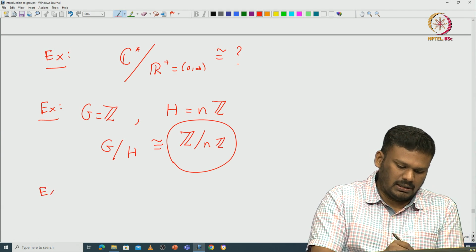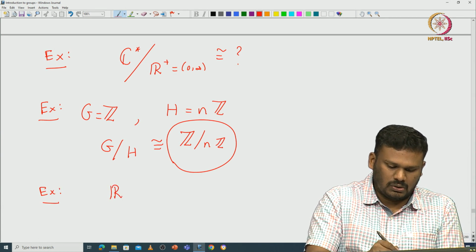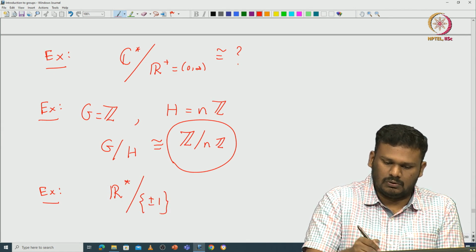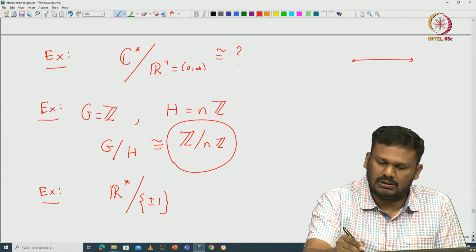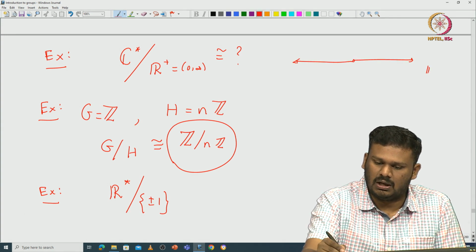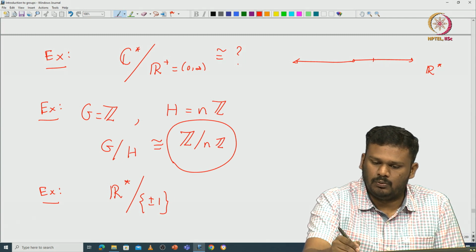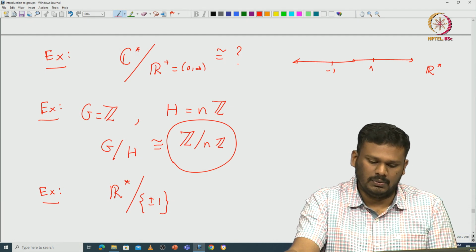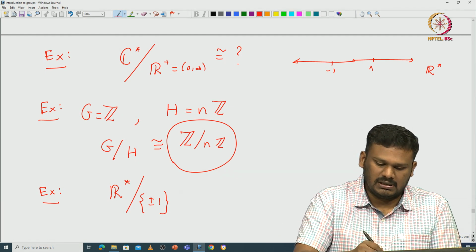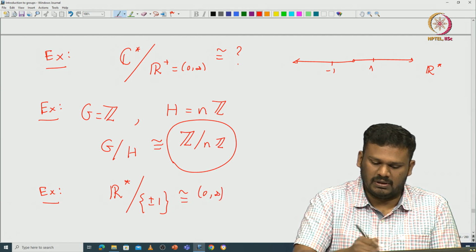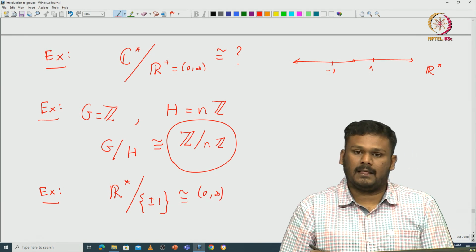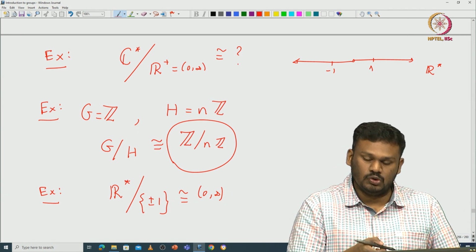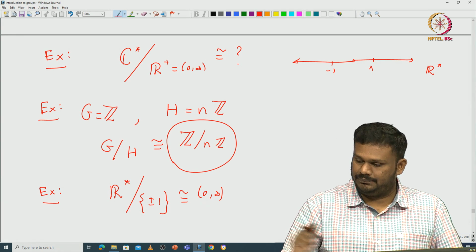So again, another interesting exercise: you can also try to calculate what will happen to R star modulo plus or minus 1. Okay. So R star is again the punctured line. So this is your R star, and then this 1 and minus 1 is there, because all these are abelian groups. So any subgroup is normal. So then what is this? You can see that this will actually be isomorphic to 0 comma infinity. I will actually urge you to look for the homomorphism from R star to 0 comma infinity whose kernel is this plus or minus 1. Okay.